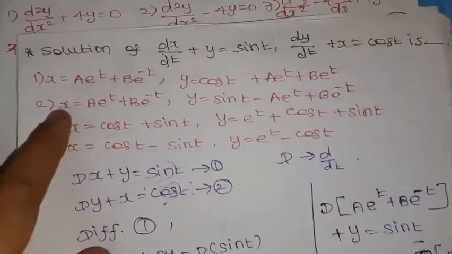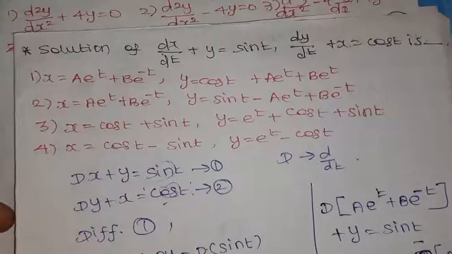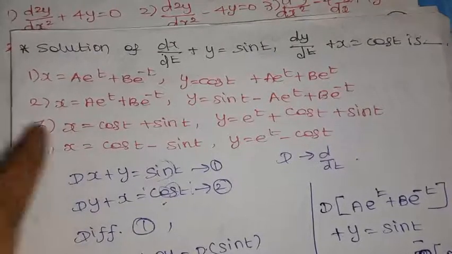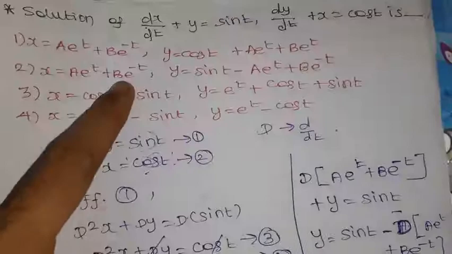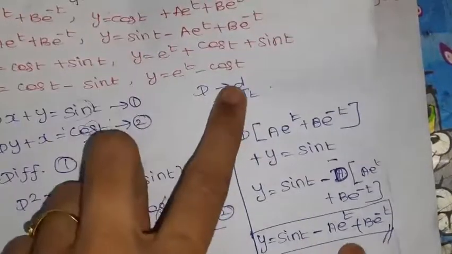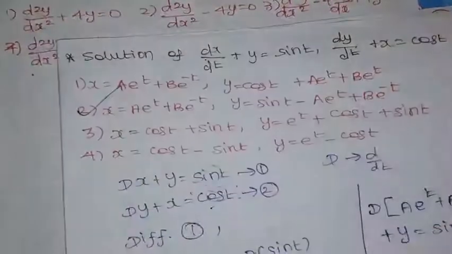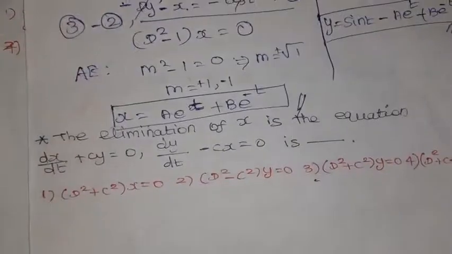So which one? Option 2: a e^t + b e^(-t), then y = sin t minus a e^t + b e^(-t), this one. Option 2 is the right option. We'll move on to the next problem.